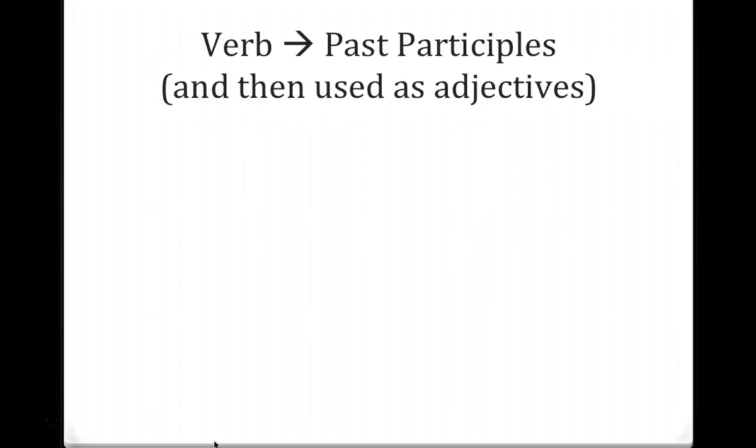So let's talk a little bit more about what a past participle is and how you make them out of verbs. Then we'll use some of them as adjectives. I have three examples here we're going to be working with. We have the verb cerrar, which is an AR verb meaning to close, esconder, which is an ER verb meaning to hide, and divertirse, which is an IR verb meaning to have fun, and it also happens to be a reflexive verb.